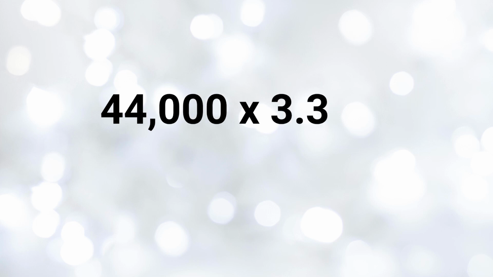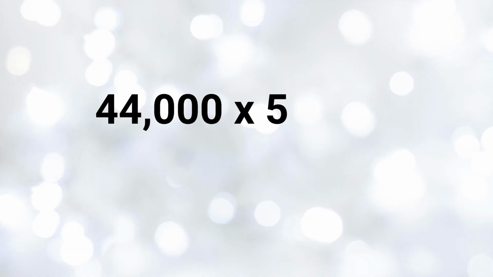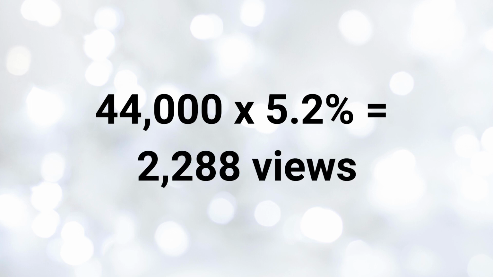Because let's say, for example, YouTube shows your video to 44,000 people within the first month of posting it. If only 3.3% of those 44,000 people actually click through on your video, that means you're getting around 1,400 views. Whereas if 5.2% of those 44,000 people were to click on your video, you'd be getting 2,200 views, which is almost double the amount that you would have gotten if you'd kept your YouTube thumbnail on that 3.3%.